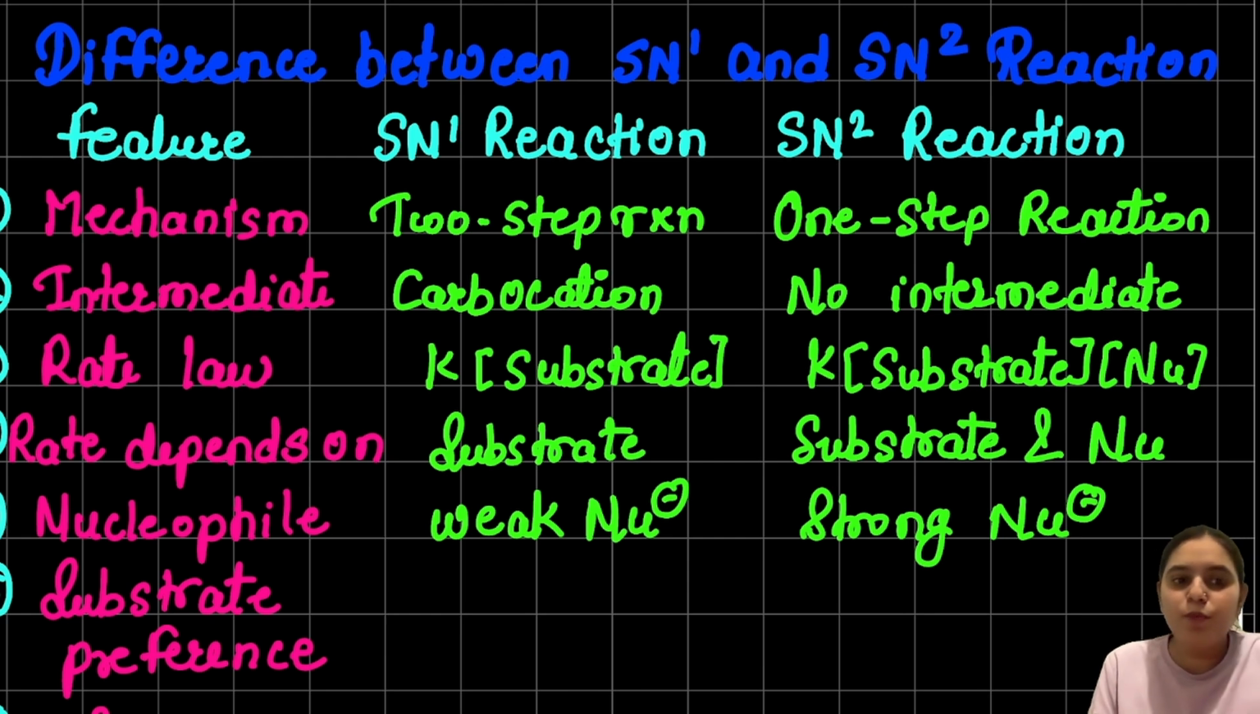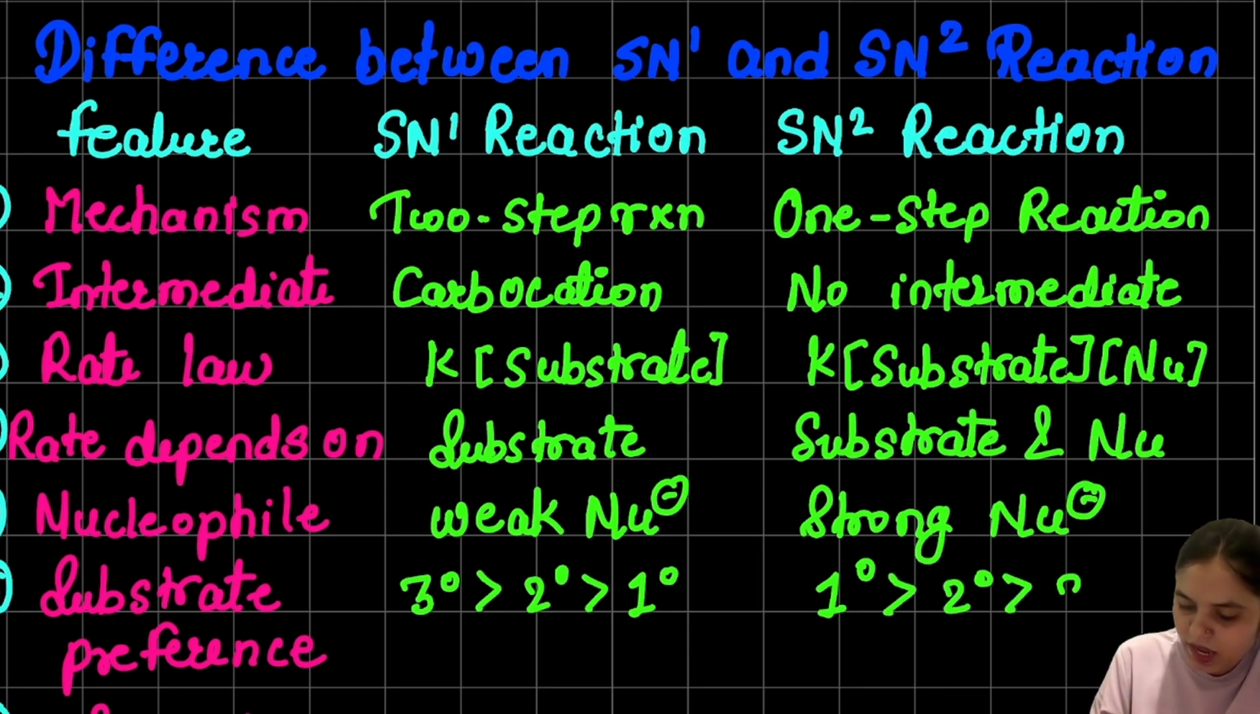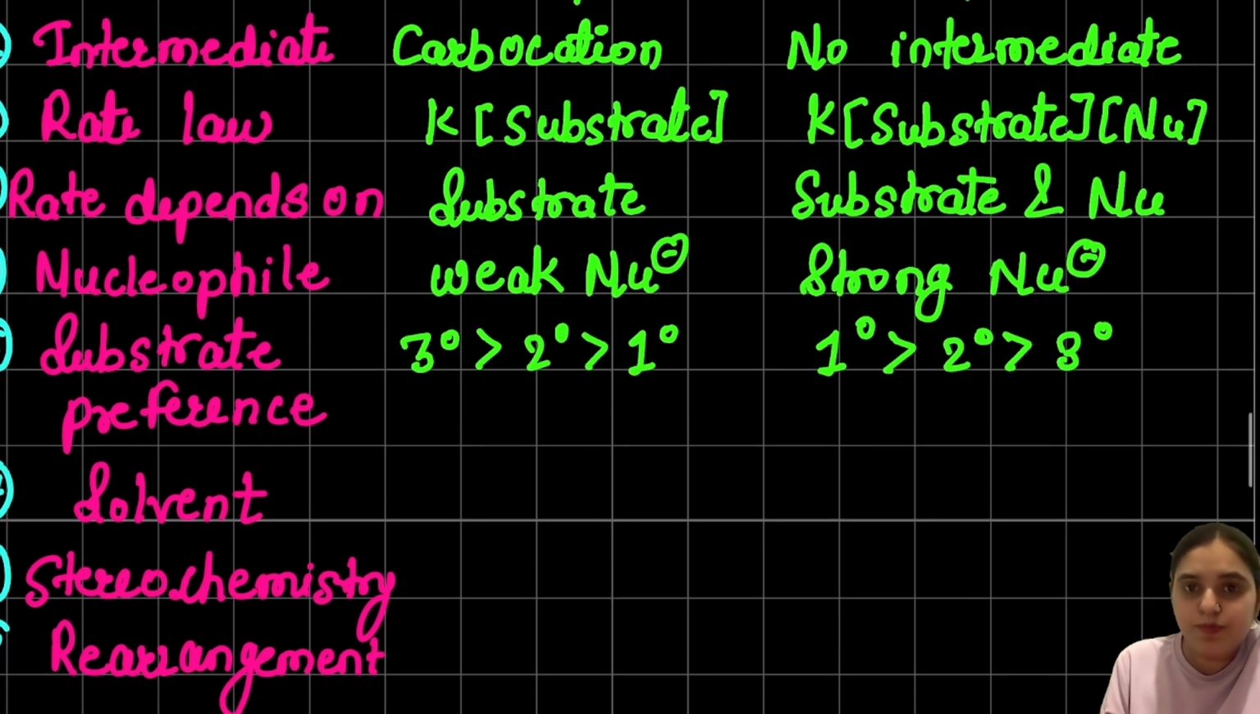Next is the substrate preference. SN1 is favored by tertiary alkyl halides followed by secondary, while primary alkyl halides rarely undergo the SN1 reaction. On the other hand, SN2 is favored by primary alkyl halides followed by secondary, while tertiary alkyl halides rarely undergo the SN2 reaction because of steric hindrance. So the order is tertiary, secondary, primary in SN1, and primary, secondary, tertiary in SN2.